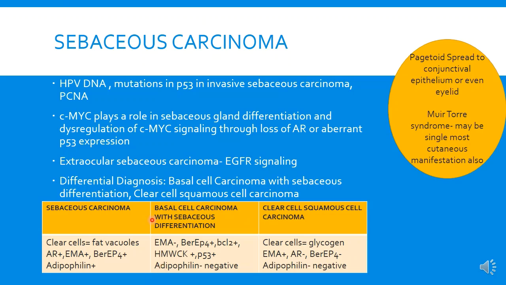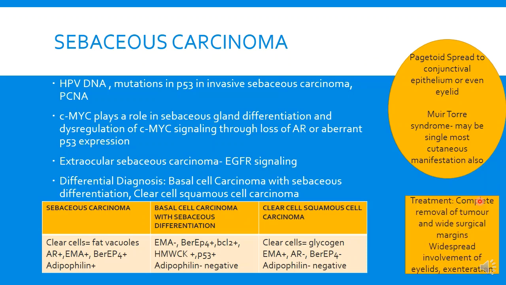Always remember the pagetoid spread to conjunctival epithelium or even eyelid, and Muir-Torre syndrome, when you diagnose a case of sebaceous carcinoma, because sebaceous carcinoma may be the single most common cutaneous manifestation in the syndrome. Treatment is complete removal of the tumor with a wide surgical margin. Widespread involvement of the eyelids warrants exenteration.